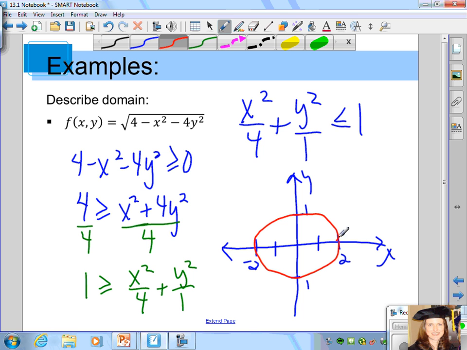ellipse. Quick sketch here. The domain are all the points x, y that are inside this ellipse. Because this inequality is less than or equal to 1, that's going to be all the points that are inside or on this ellipse. So your domain is the set of all of those points within or on that ellipse.